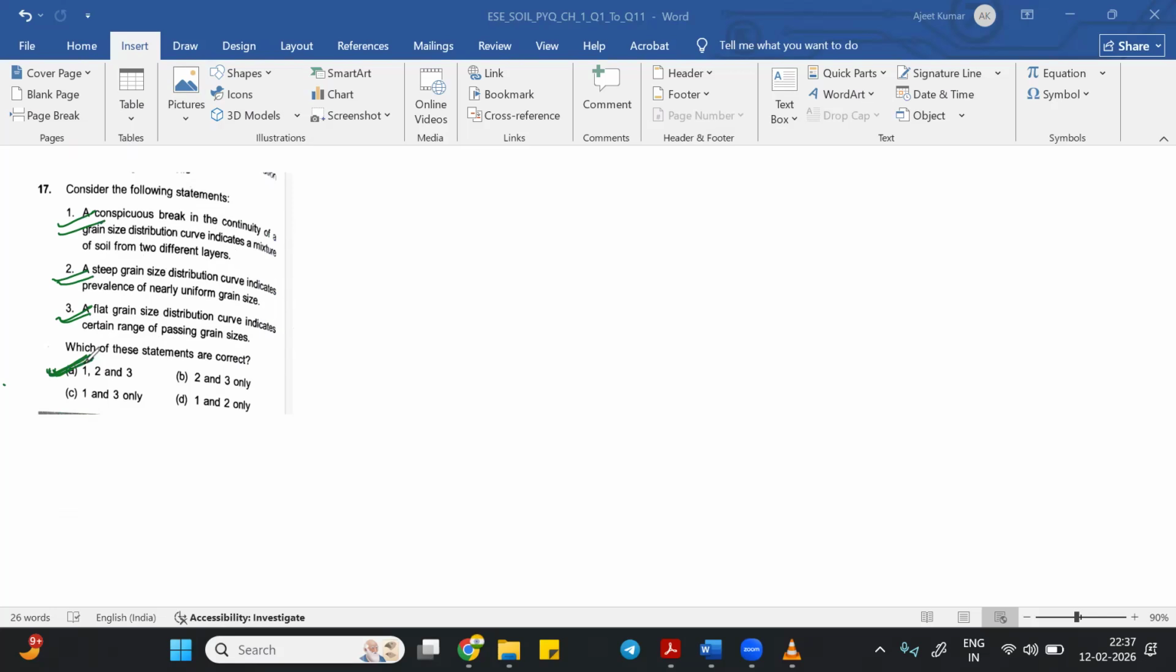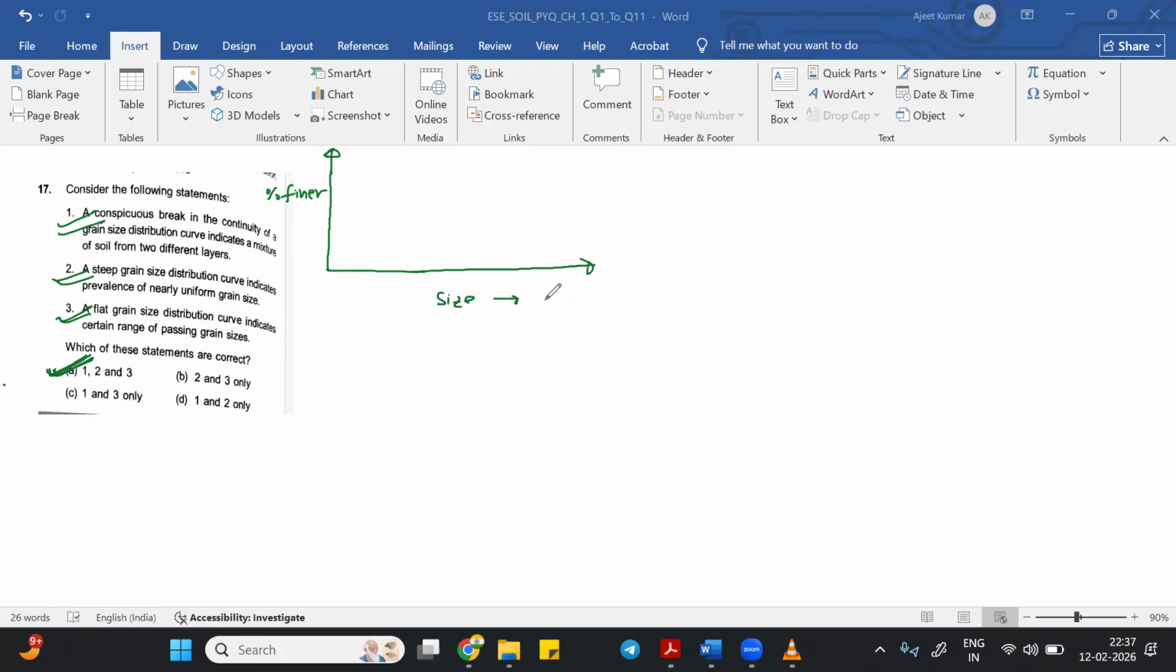So let me explain about the grain size distribution curve. For the grain size distribution curve, we plot a graph like this. This is percentage finer, and this is size.